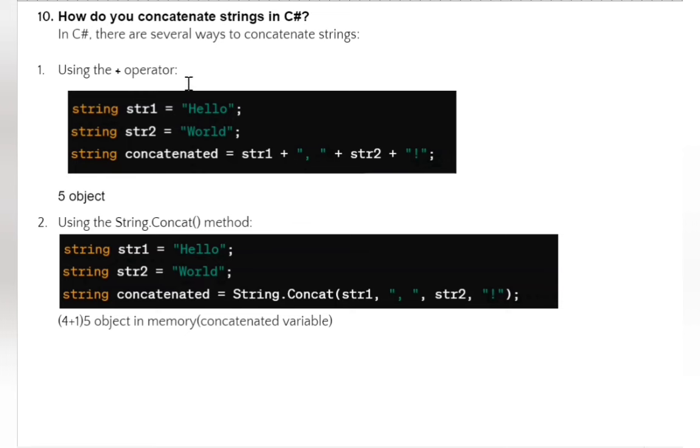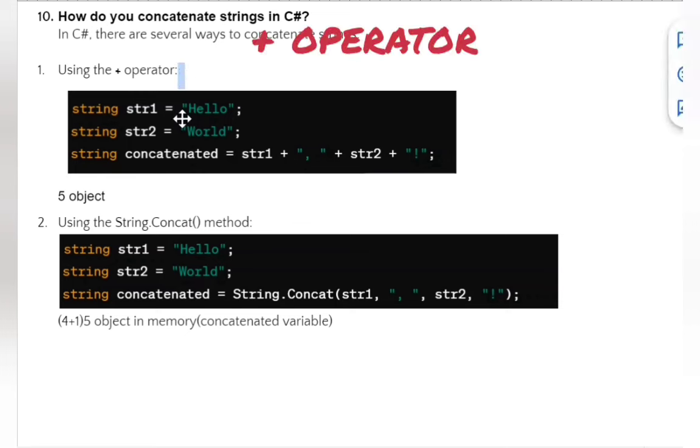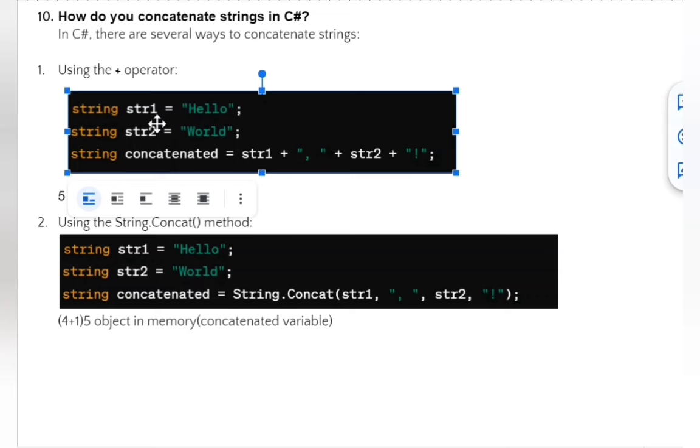So method number 1 is using the plus operator. So let's see the example. I have a str1 variable, assign the value hello, str2 world, and then I am concatenating both. So here try to understand how many objects behind the scenes are going to be created.